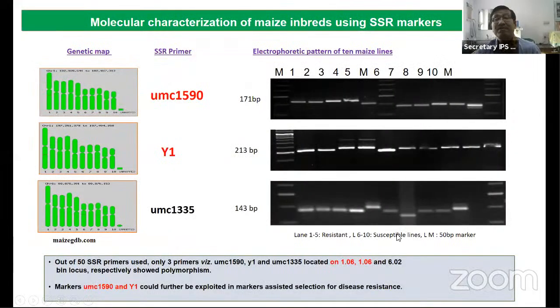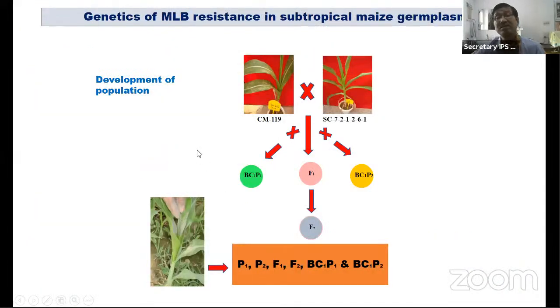And when we performed the analysis utilizing 50 different SSR markers, out of that, we got 2 markers which showed high polymorphism, these 2, UMC 1590 and Y1. And out of these 2 SSR markers, we found that comparatively UMC 1590 is reliable, which can be utilized for breeding purposes.